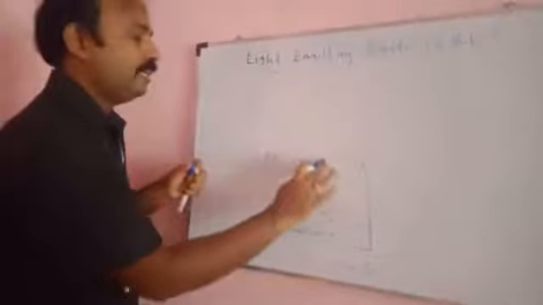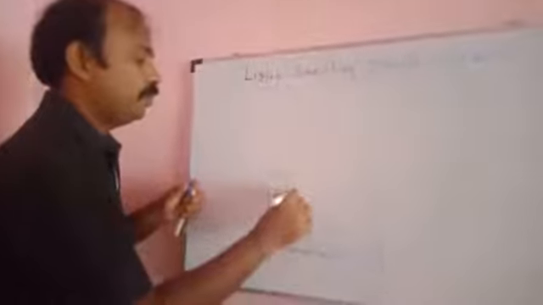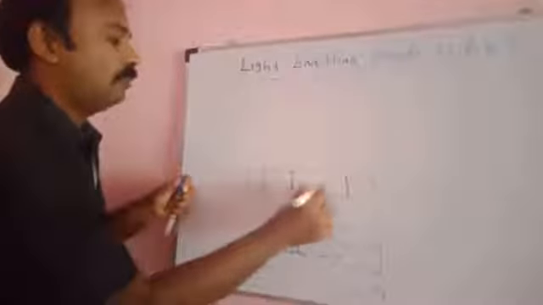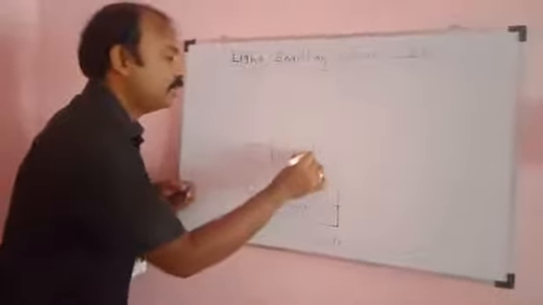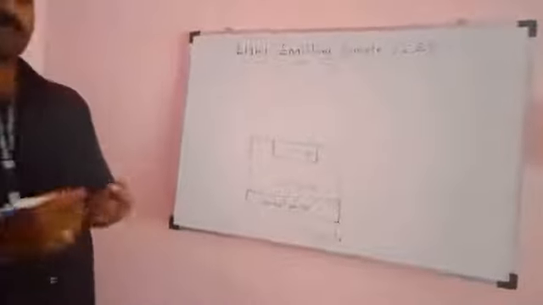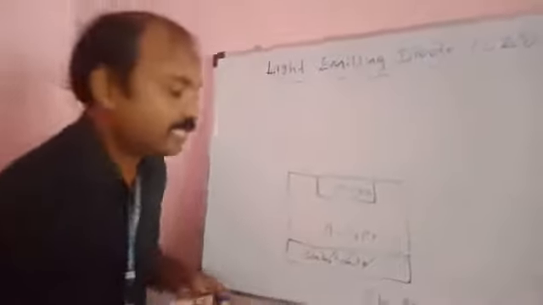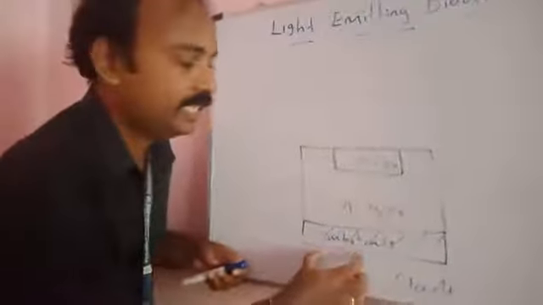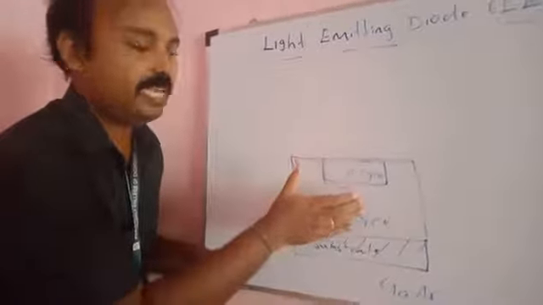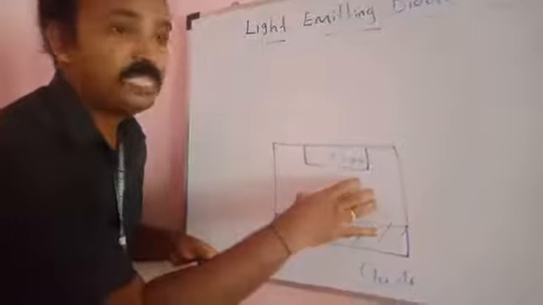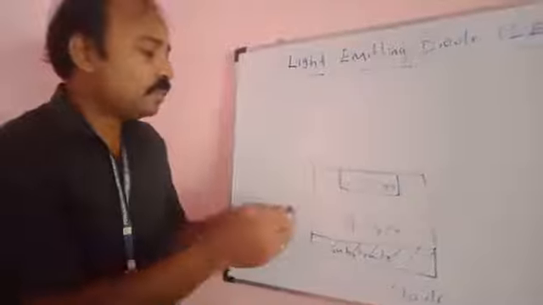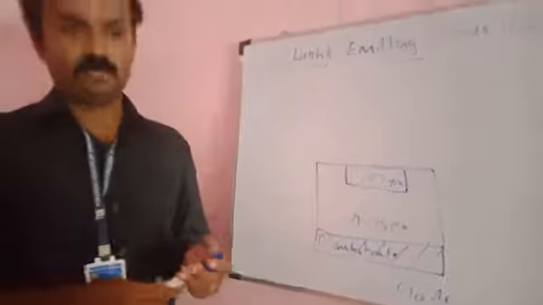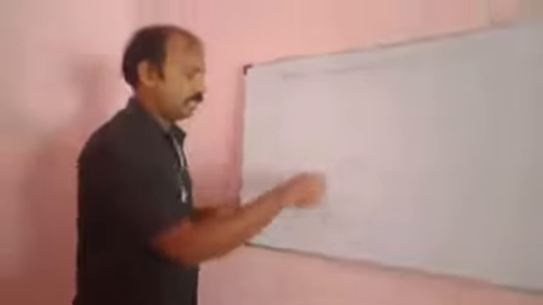Then a p-type semiconductor is doped, diffused on this particular n-type semiconductor. Now here this is the only part, a small part, p-type semiconductor. So very simple, this LED consists of a gallium arsenide substrate. Over this gallium arsenide substrate, an n-type semiconductor is there, and a p-type semiconductor is diffused on this particular n-type semiconductor. So now this is a p-n junction diode.